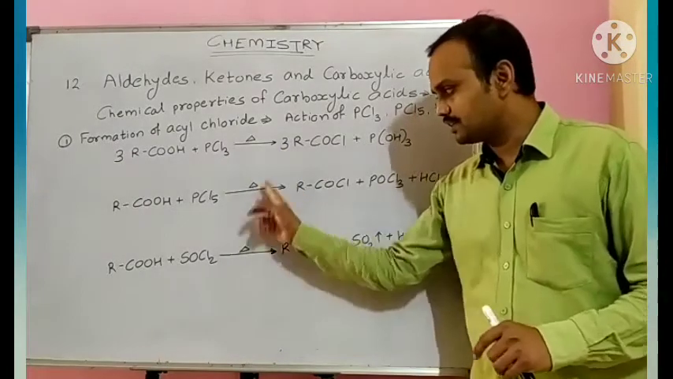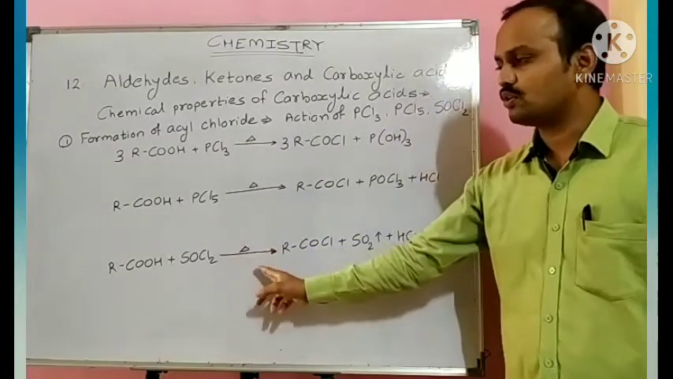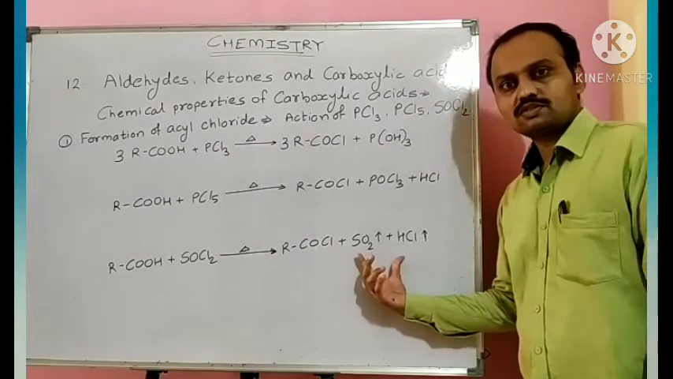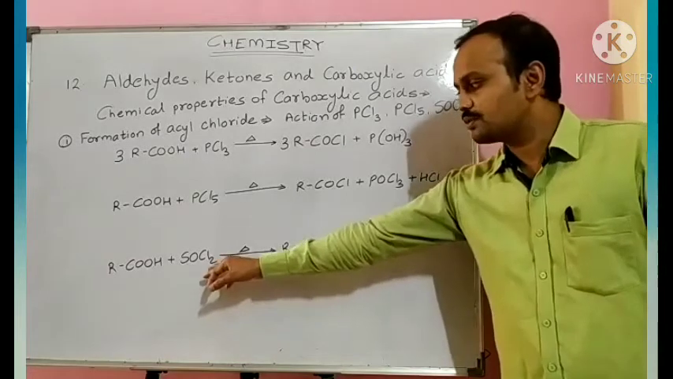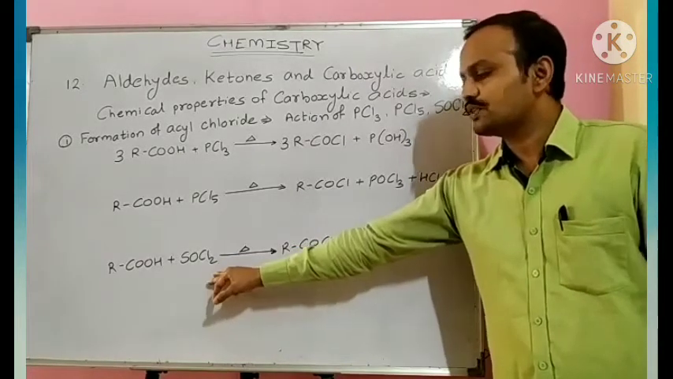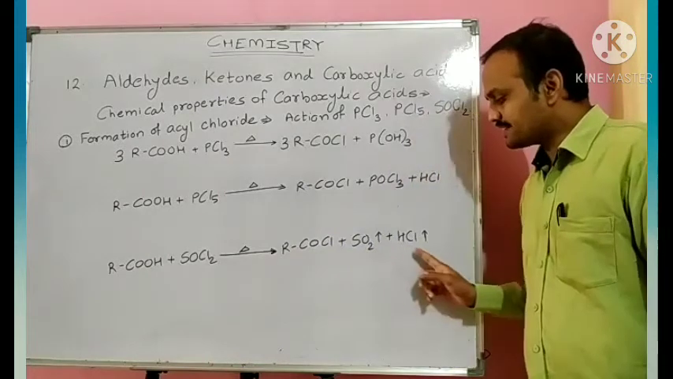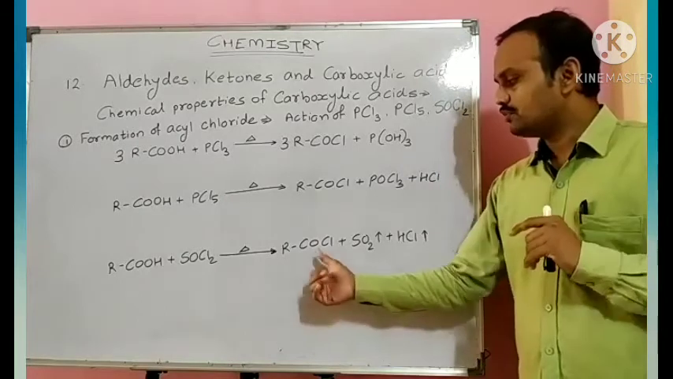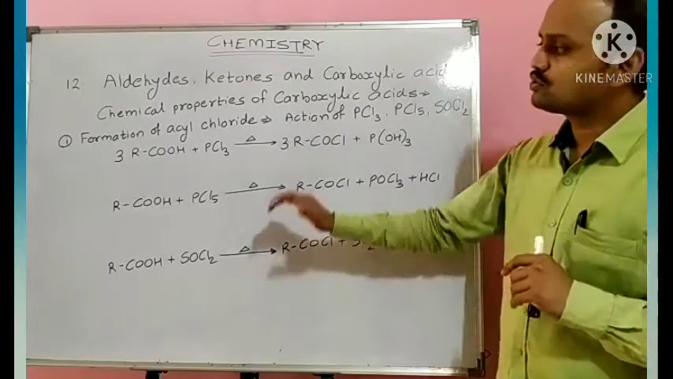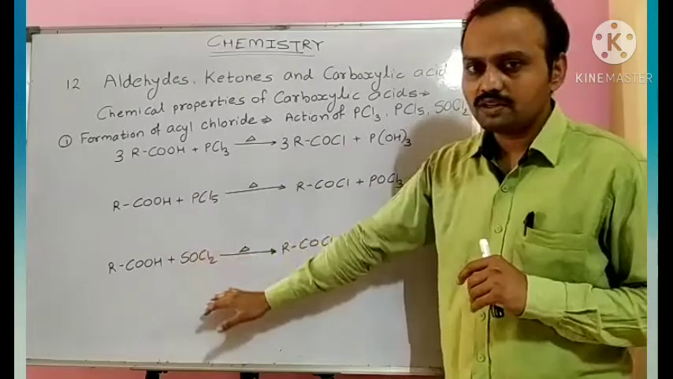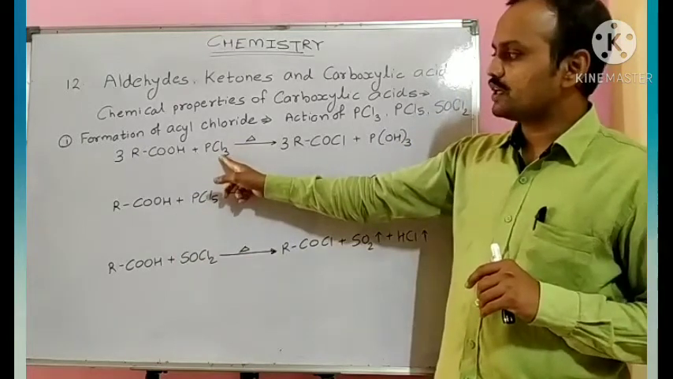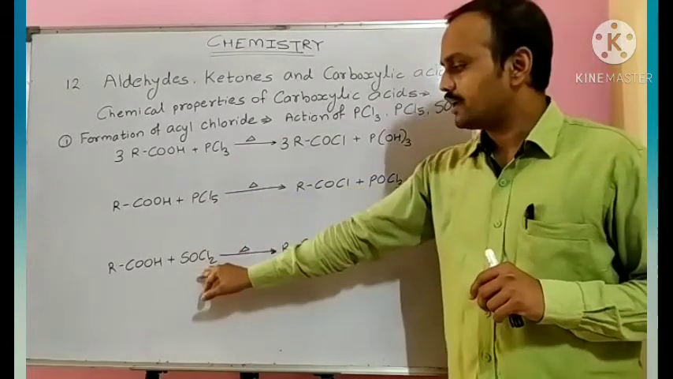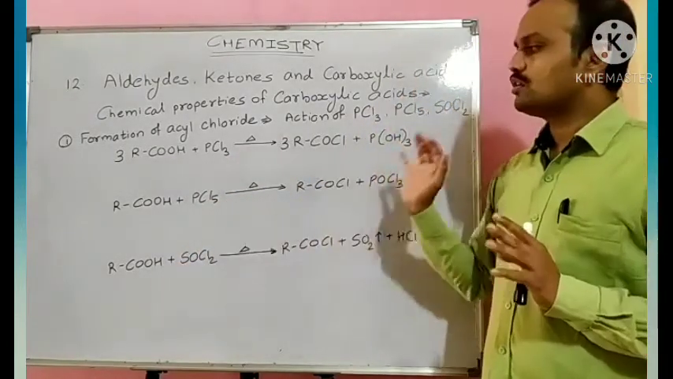Why? I have written here general chemical reactions for all these three chemical reactions and the byproducts which are produced. In case of thionyl chloride, they are in gaseous state. Therefore, they can easily escape from the reaction and we get our desired product. So, we will see one by one action of phosphorus trichloride, action of phosphorus pentachloride, and action of thionyl chloride on carboxylic acid.